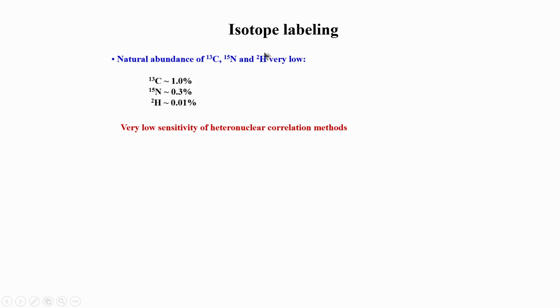Now, another reason why we need isotope labeling is the natural abundance of these nuclei, shown here. You can see carbon 13 is about 1% natural abundance, nitrogen 15 is even less, and deuterium is much less than both of these. So, we cannot work at natural abundance with these nuclei if we want to do 3D NMR, because of the low sensitivity; they are very low in abundance. Therefore, we need to enrich, meaning make the protein rich in C13 and N15.